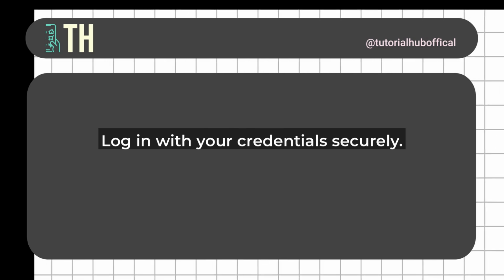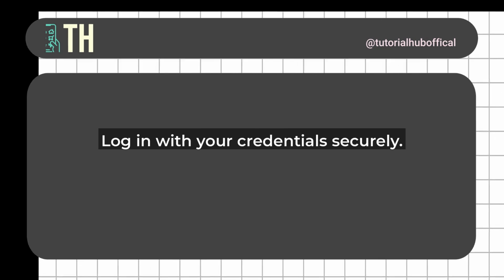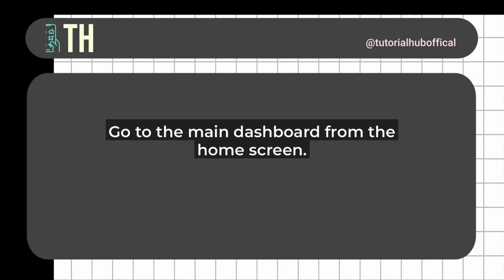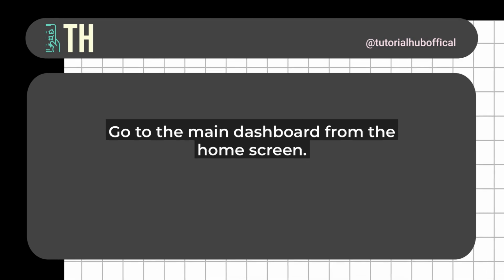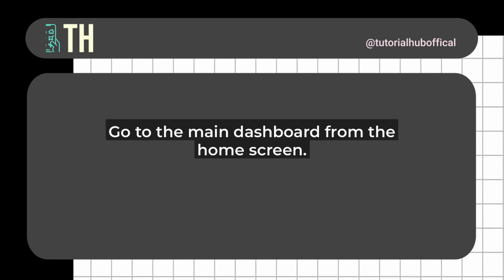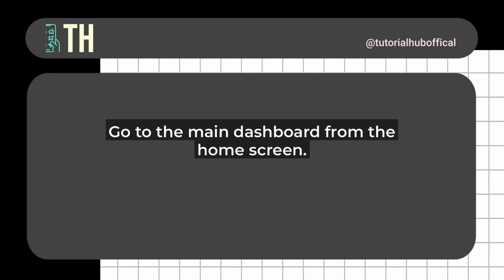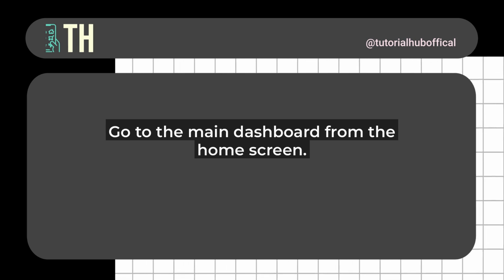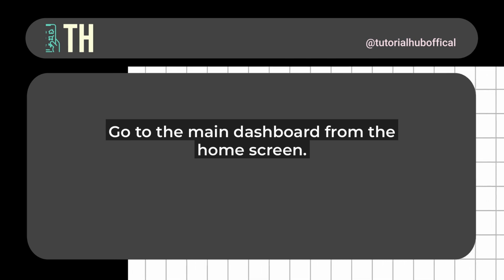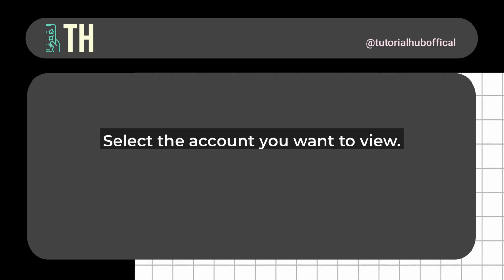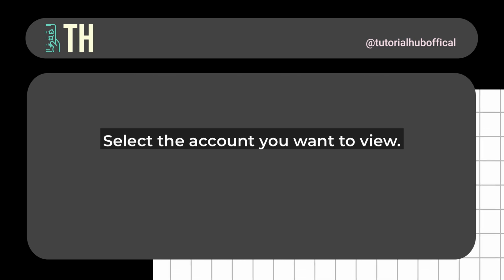First things first, make sure you have the latest version of the Bank of America app installed on your smartphone. You can download it from the App Store if you're on iOS or the Google Play Store for Android. Once that's sorted, open the app and log in with your username and password. For extra security, you might need to enter a one-time code sent to your phone or email. It's all about keeping your info safe.